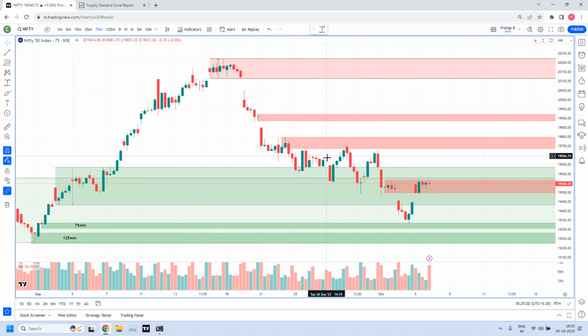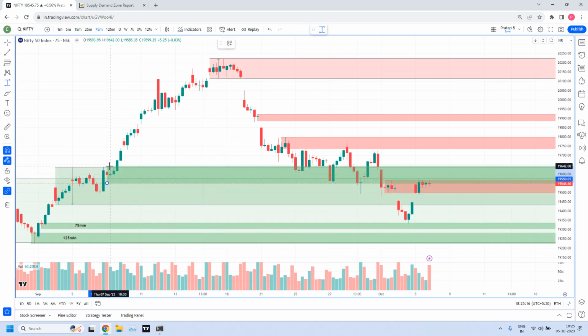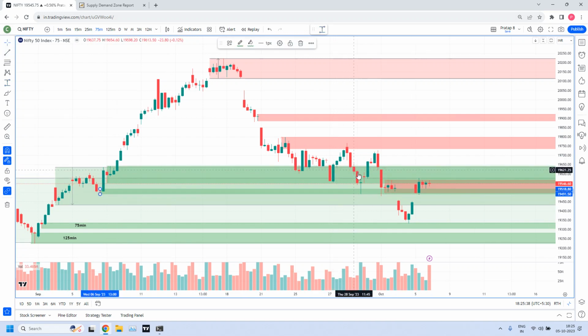Yes. After that, what happened? This 75-minute zone is broken. But this 75 minutes zone gave a second entry also here, deep inside. It gave the second entry. And after that, it is broken. And from where were the orders picked up? The next 75 minutes zone. So this is the next 75 minutes zone.